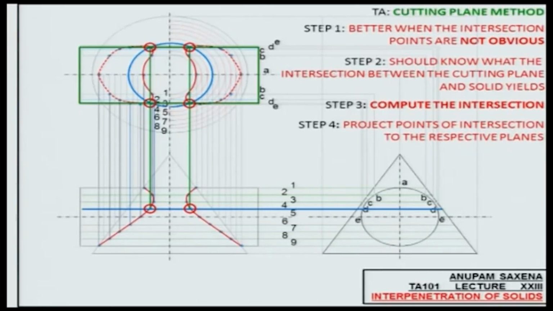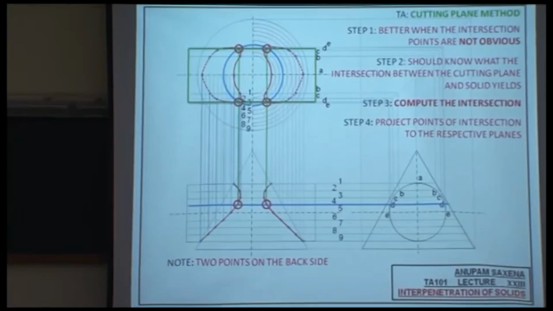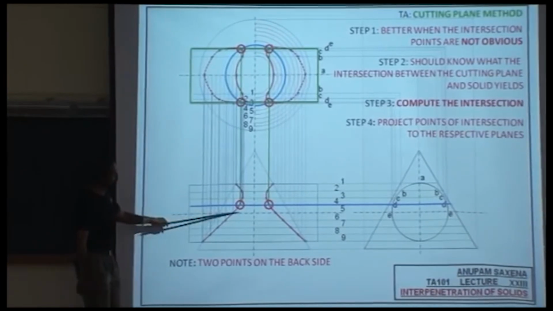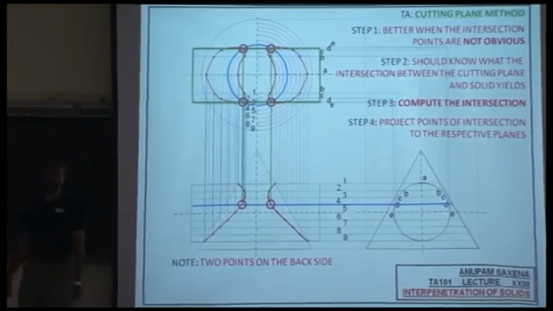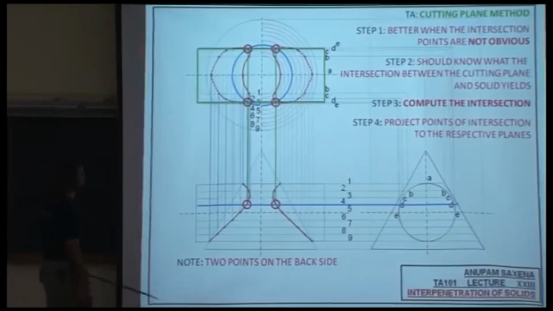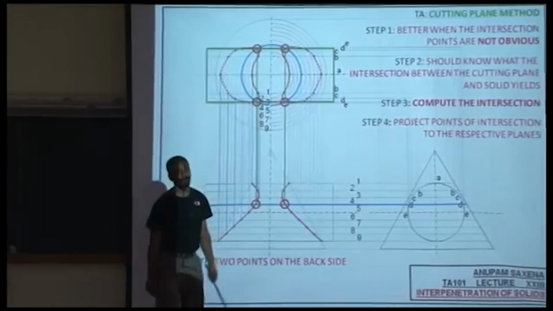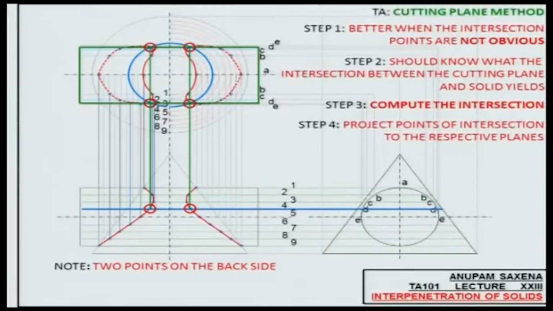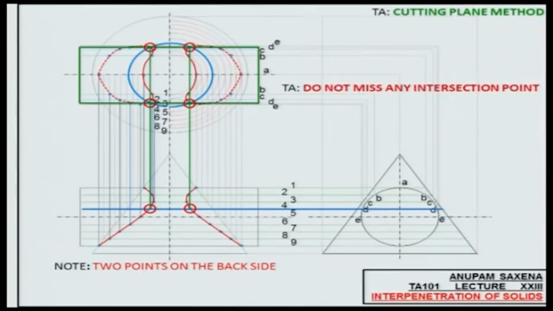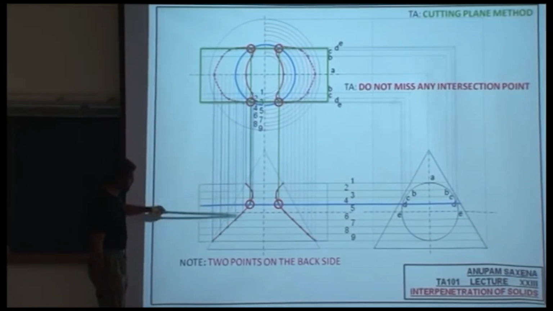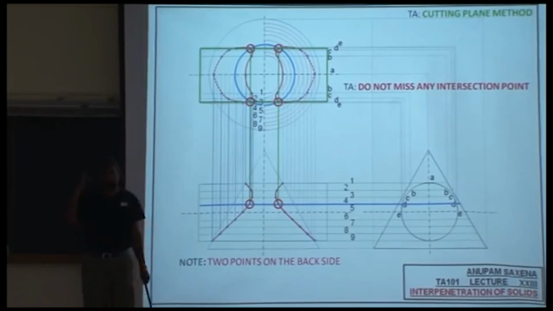So, a summary of what we had discussed on Tuesday. Notice here that you will have 2 other intersection points on the back side of the cone. Okay. Which ones are going to be in the front? This one and this one. Which ones are going to be at the back? These 2. Okay. Once again, do not miss out on any intersection point. Otherwise your connectivity will not be proper. So these contours will not be proper.